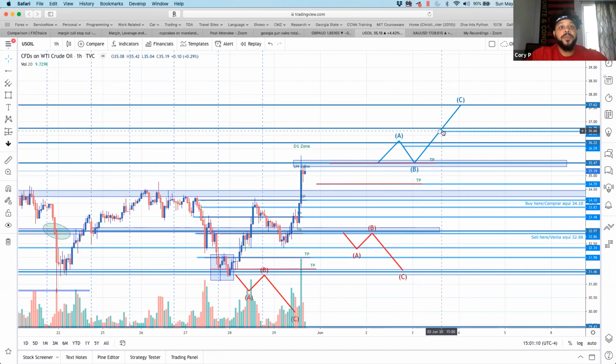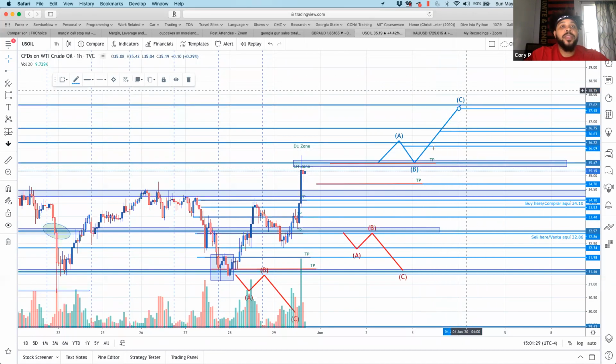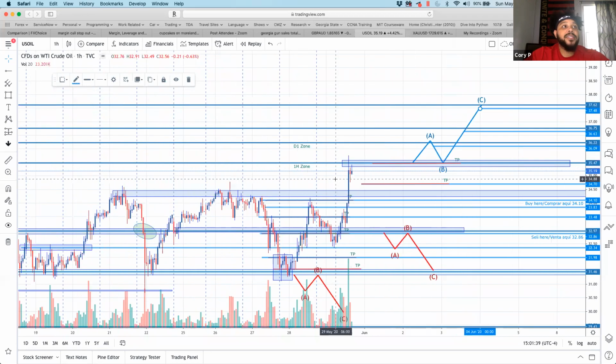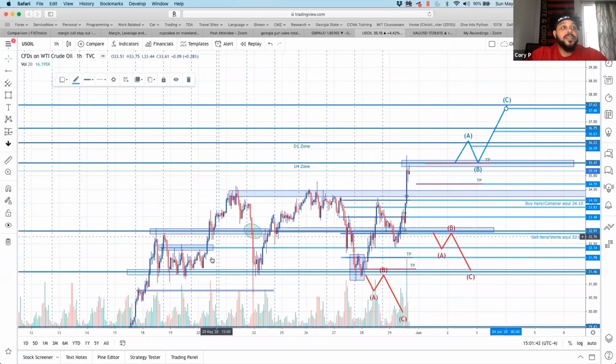So I'm gonna use TP here, and then the first TP here, and then if it gets up to C, this is going to create another supply zone around this area right here. Or it's just going to break out and just fly. That is likely to happen if it just breaks out from here, right? So this level and this level is where, and that's why right now we've been in this area of consolidation right here.